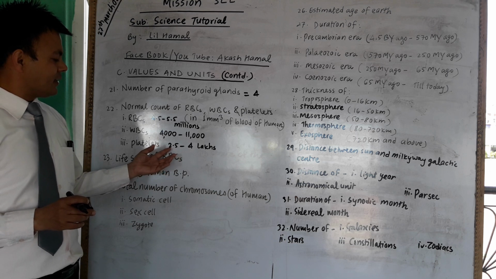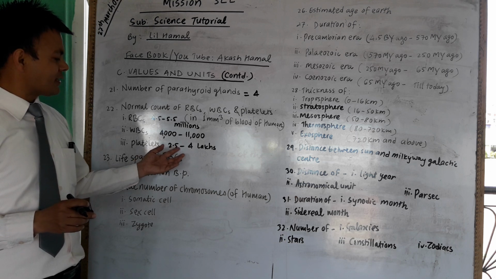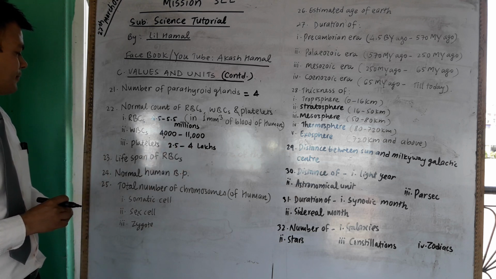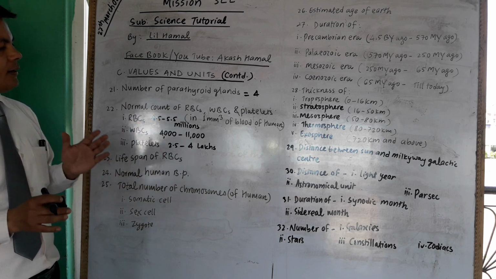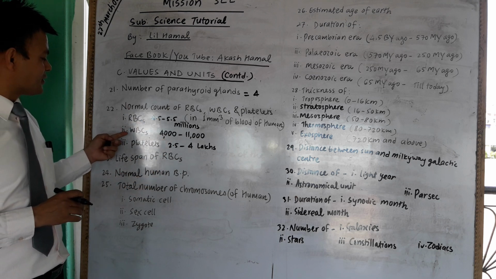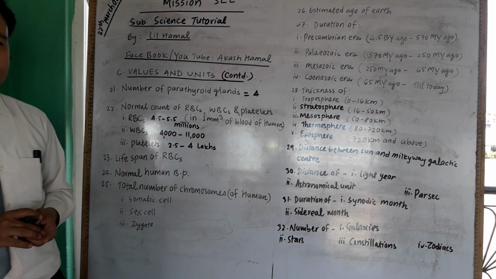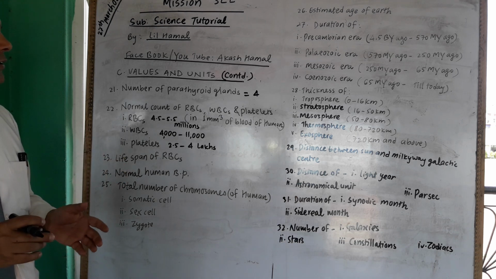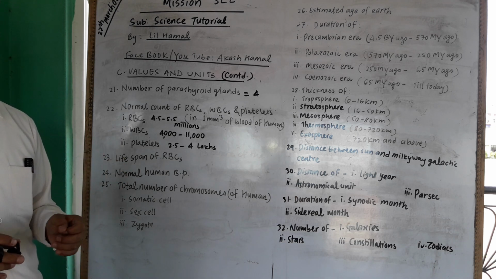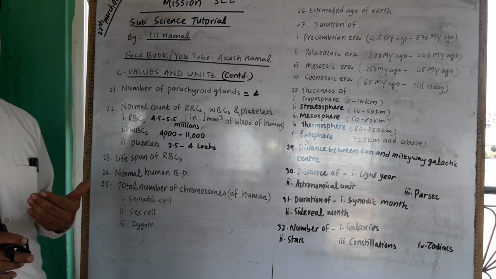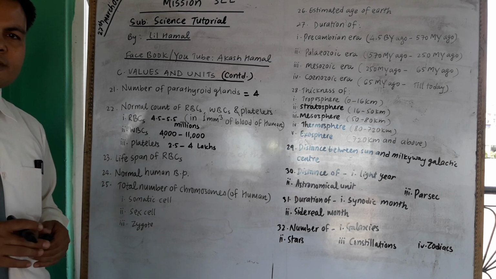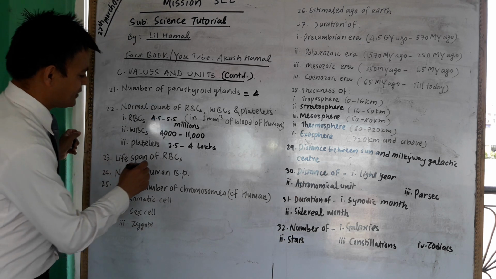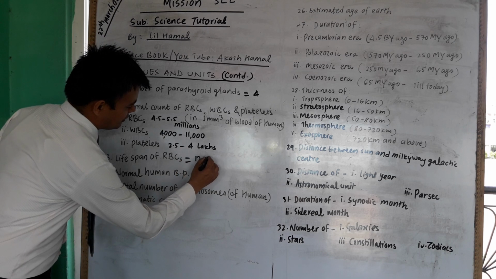I beg your pardon. 250,000 to 4 lakhs, meaning 400,000. So fluctuations in the numbers of RBCs, WBCs, and platelets in the human body indicate some sort of illness. That's why medical personnel take blood as one of the most important samples to diagnose what is happening inside the body. Likewise, the lifespan of RBCs is 120 days.